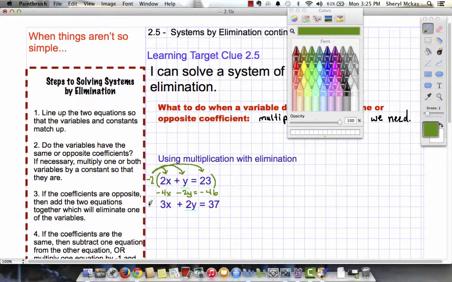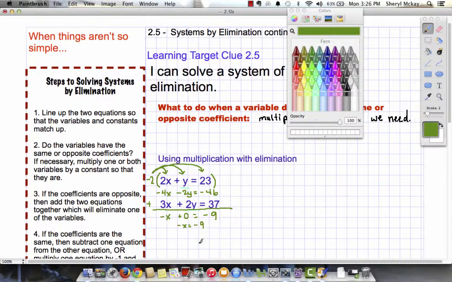And I can now add that to my bottom equation, 3x plus 2y equals 37. And when I add them together, you'll see that I'm going to eliminate this 2y. So now I have negative 4x plus 3x gives me negative x. Negative 2y plus 2y gives me 0. And negative 46 plus a positive 37, well, let's see, that's going to be a negative. Looks like if I add 9 to the 37, it would give me 46, so a negative 9. So negative x equals negative 9.